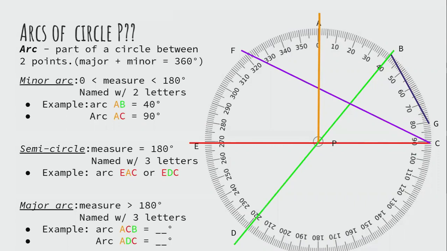But yes, you're going from A, look to your left, past C, and end at B. The smaller piece is 40. So what is the larger piece of the circle? How much does that measure? 320. Remember, the whole thing is 360. The whole thing, not the semicircle, the whole circle.